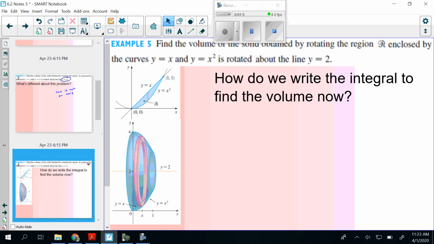So what happens here? Well, here's the graph of these two functions. If we were to graph out these two functions, we get this, and we've looked at this one before actually, but we rotated it around either the x-axis or y-axis. What if we now rotate it around the line y equals 2? Well, where is that line here?